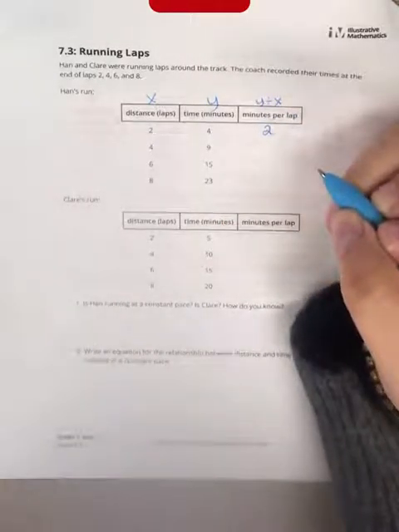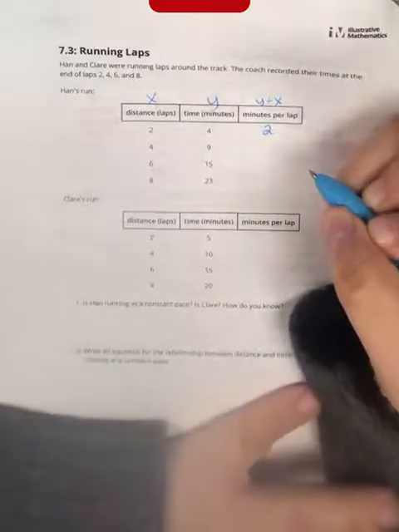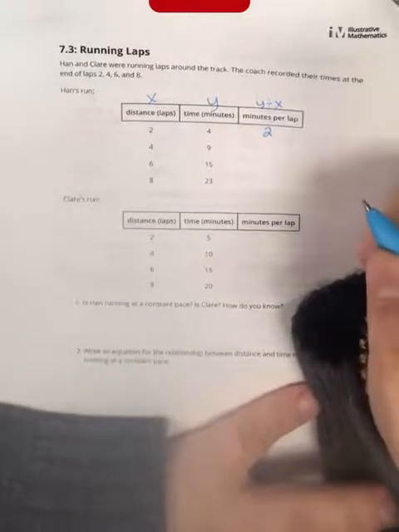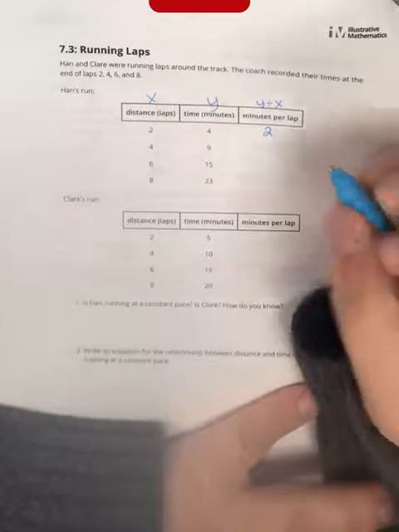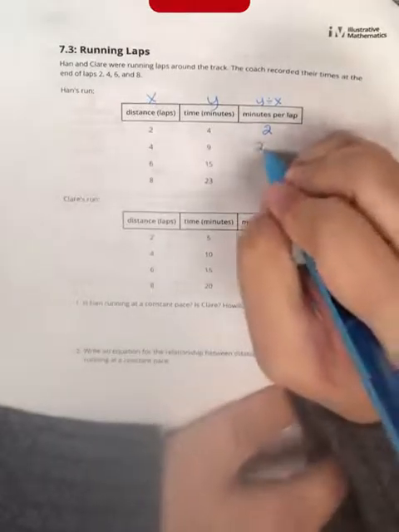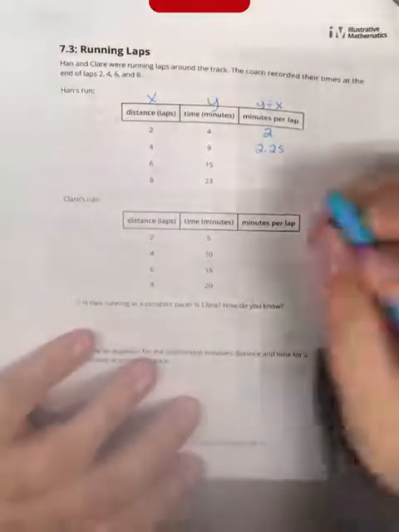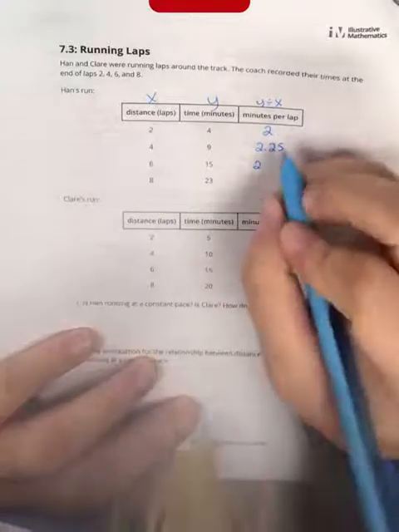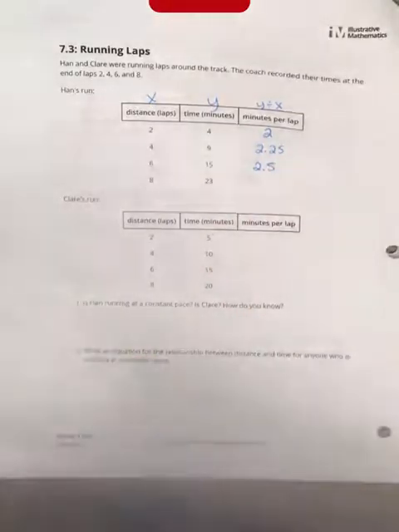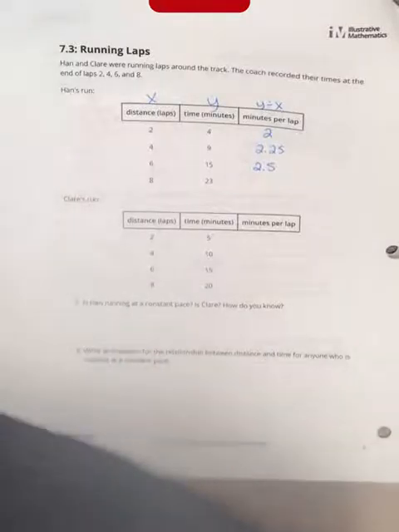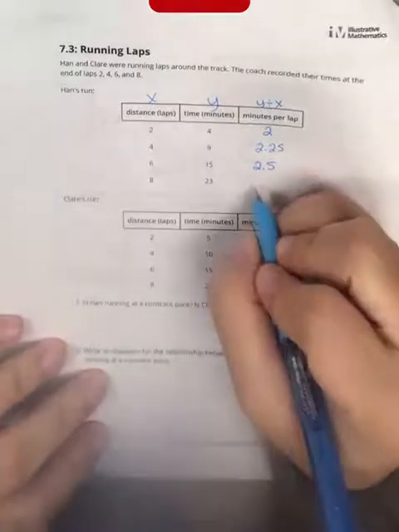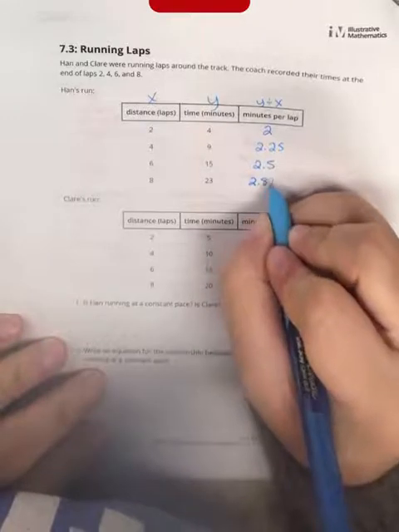And then we have what amount of time per lap when there are 4 laps ran. 2.25. Okay, what about when he runs 6 laps? How long does it take him? He averages 2.5 minutes per lap. What about when he runs 8 laps? That would be an average of 2.875 minutes per lap.